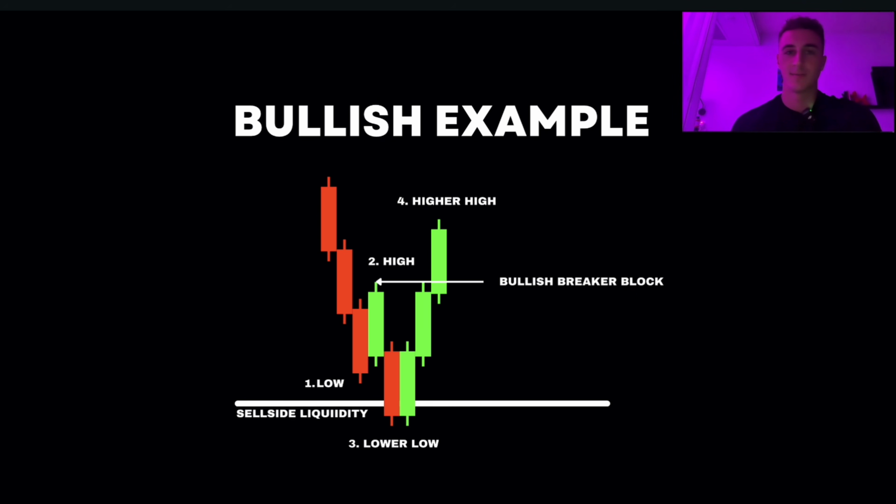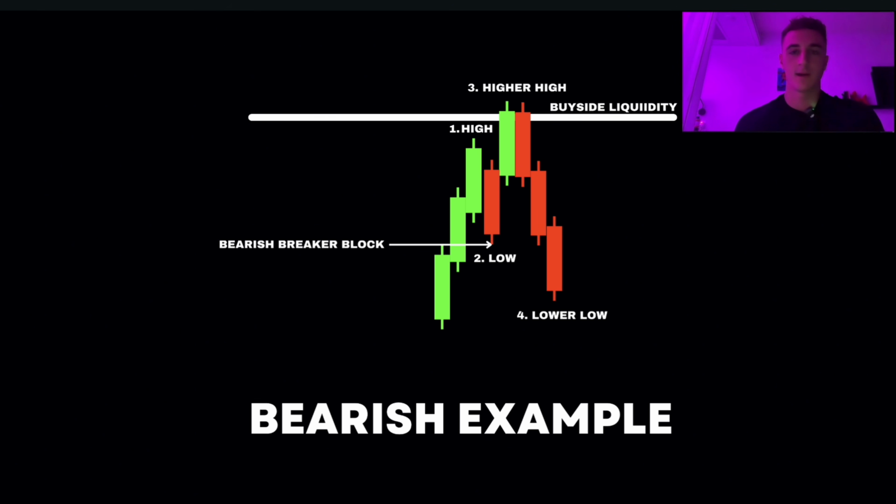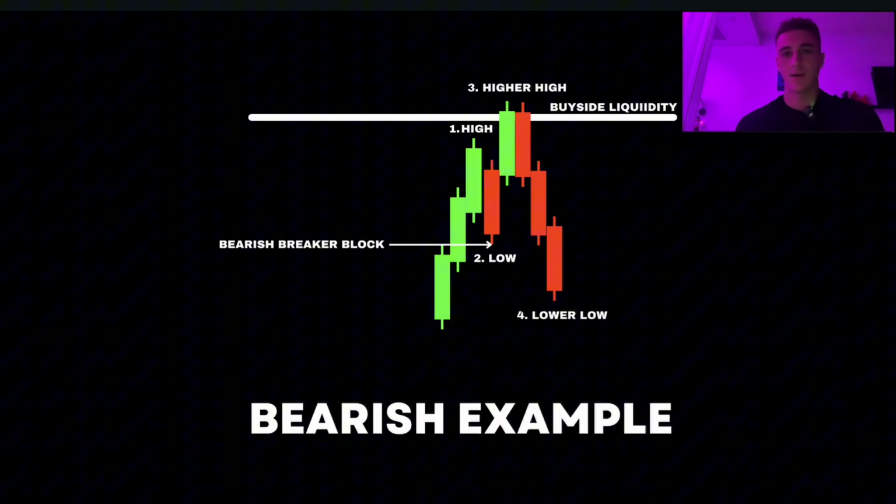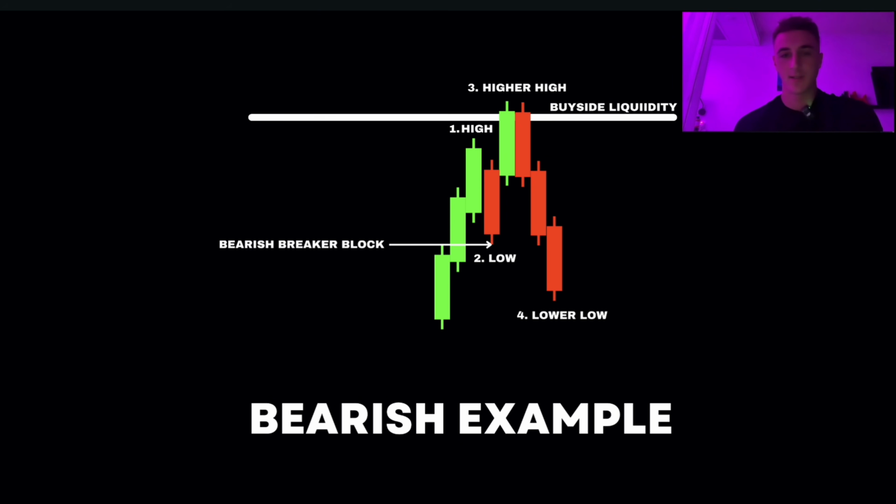Now let's move over to the bearish example. Here we go. Number one, we form that high. We're coming up towards a buy side liquidity level. We form a high, which is then followed by a swing low, which is then followed by a higher high, taking out that previous swing high with all the buy stops, and then lastly followed by a lower low, breaking below this swing low, which was formed inside of this price leg.